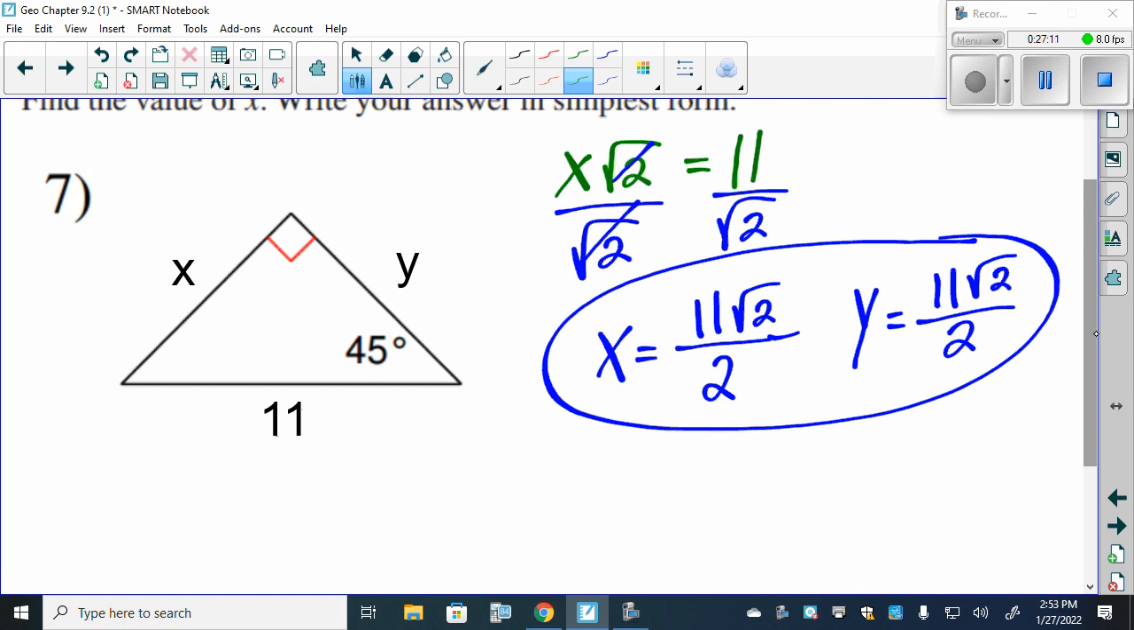It looks more complicated, but did what we do really change? No, it's the exact same. And in the end, the hypotenuse is always going to be the leg times the square root of 2 on every single one of these, no matter what we have. We ready to look at the last one we're going to look at today?